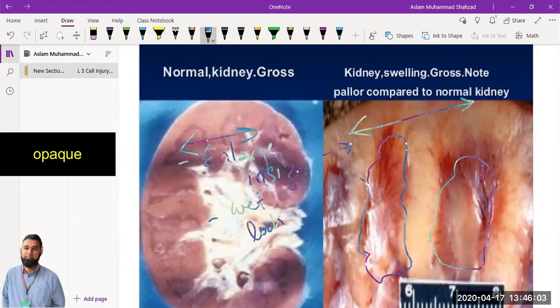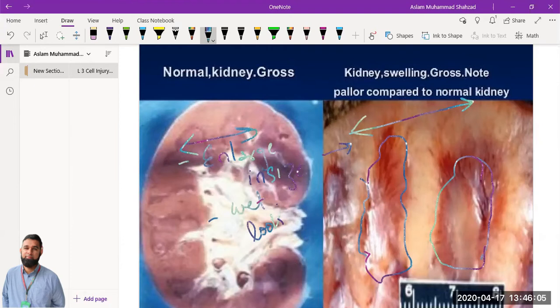Then we can see the weight of the organ is more as compared to the normal weight. Why? Because of the accumulation of the water content. Water is present inside, and that leads to the larger size, the wet appearance, then the shiny or opaque appearance of the kidney. So that's how the normal kidney looks and how it looks after hydropic changes.